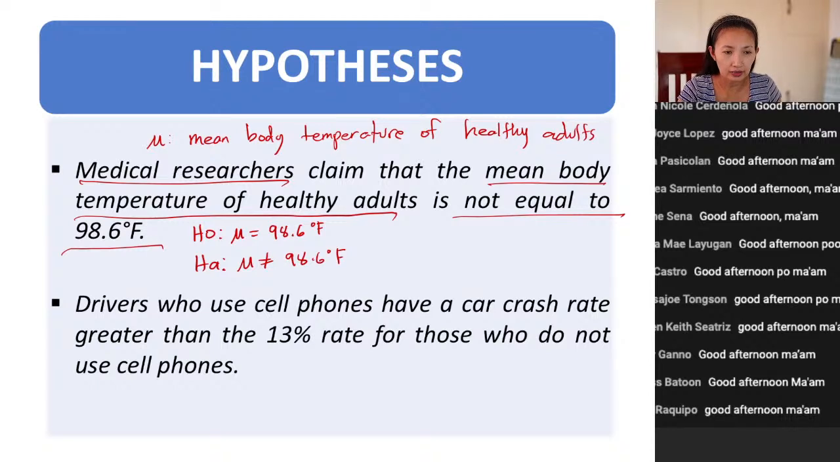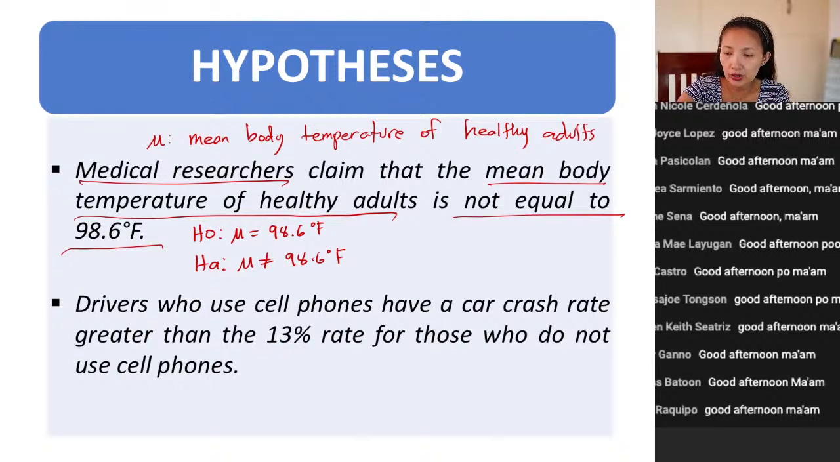Nakikita nyo na? Sino wala sa screen kanina? Now, number 4. We proceed to number 4. Drivers who use cell phones have a car crash rate greater than 13% rate for those who do not use cell phones. Okay? So, this one again speaks of proportion, probability.